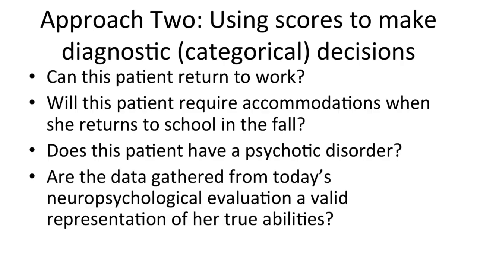In clinical work, you have questions like, can this patient return to work? Will this patient require accommodations? Does the patient have a psychotic disorder as defined in the DSM? And are the data gathered from today's neuropsychological evaluation a valid representation of her true abilities? As you can see, some of these things you might not be able to gauge with 100% accuracy, either in a yes or a no fashion, but you're often asked to give a yes or a no and sometimes express things in terms of probability. And I think the following slides will help you do that.